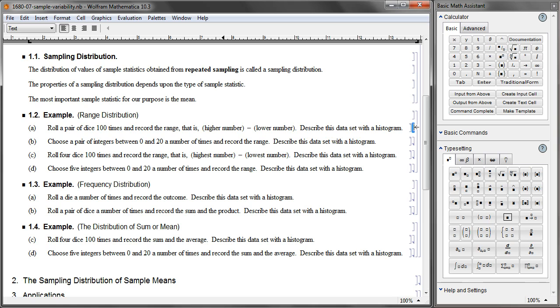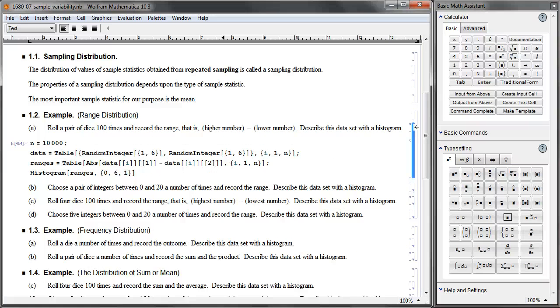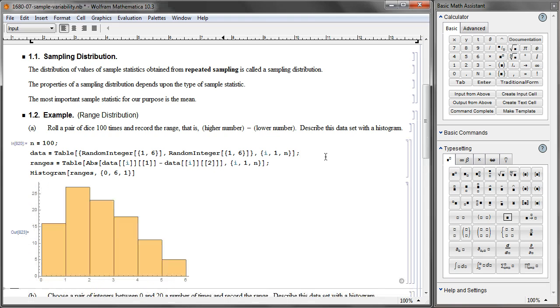And let's look at some range distribution. I found this example from our textbook. And let's suppose we roll a pair of dice 100 times, and then record its range. Highest number minus lowest number. The highest it can be will be 6 minus 1. That's going to be as big as 5. And lowest one will be 0, because if those two numbers are the same. So that's the range. Range is between 0 and 5.